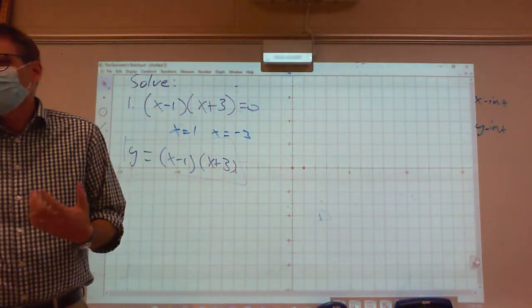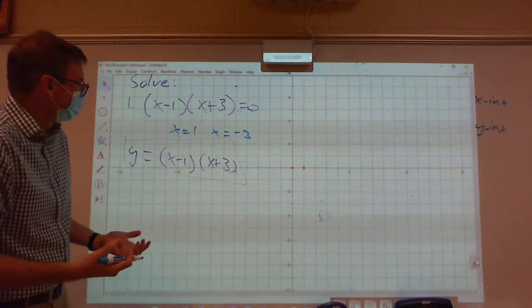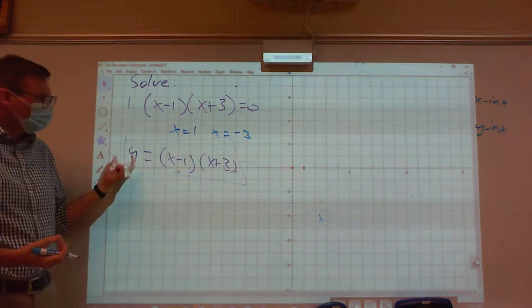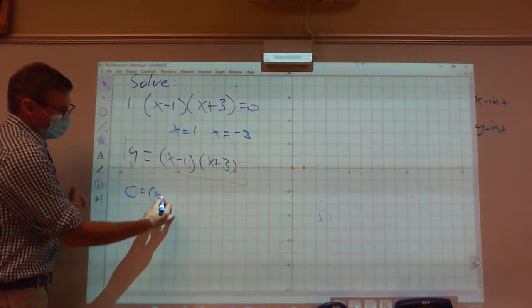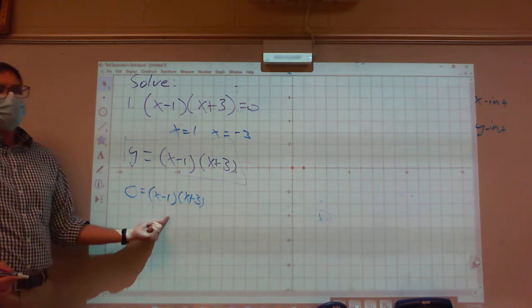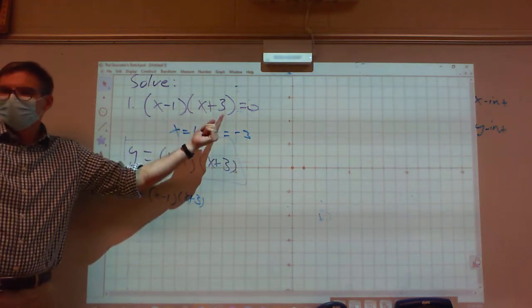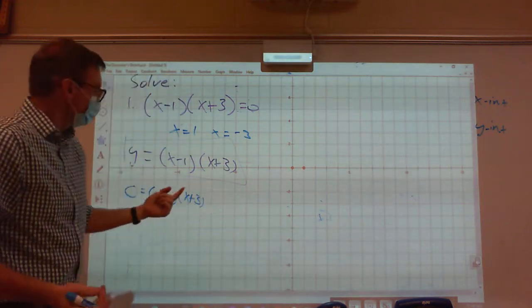So how do you find x and y-intercepts? Well, anytime you're looking for intercepts, you're going to plug 0 in for something. And it turns out, if I plug 0 in for y, that's going to give me 0 is equal to x minus 1 times x plus 3. To solve this equation is exactly what I made you do 2 minutes ago. Yeah, 2 minutes ago, all right?